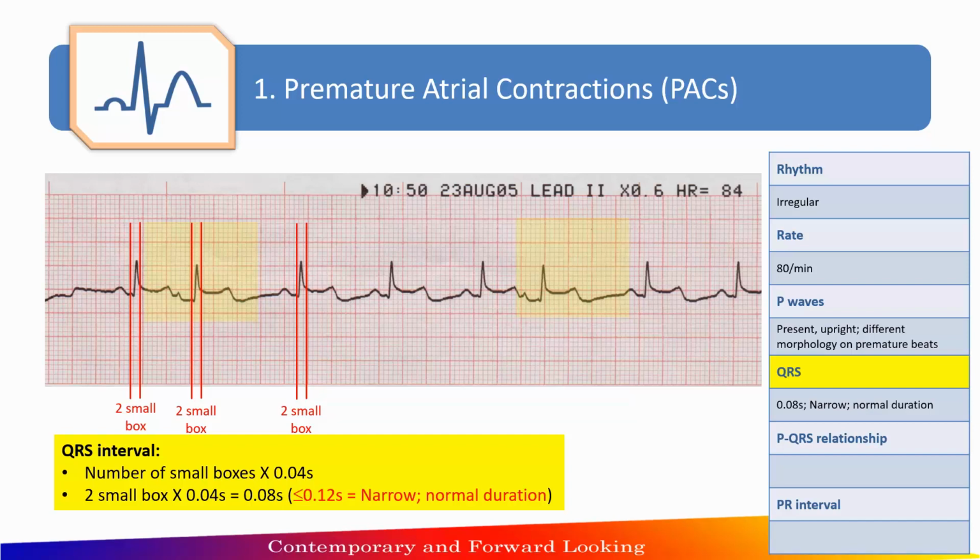Something to keep in mind is that a narrow QRS interval also tells us that this rhythm originates from above the ventricles. QRS waves which are wider than 0.12 seconds indicate that the rhythms originate lower down the heart, i.e. the ventricles.